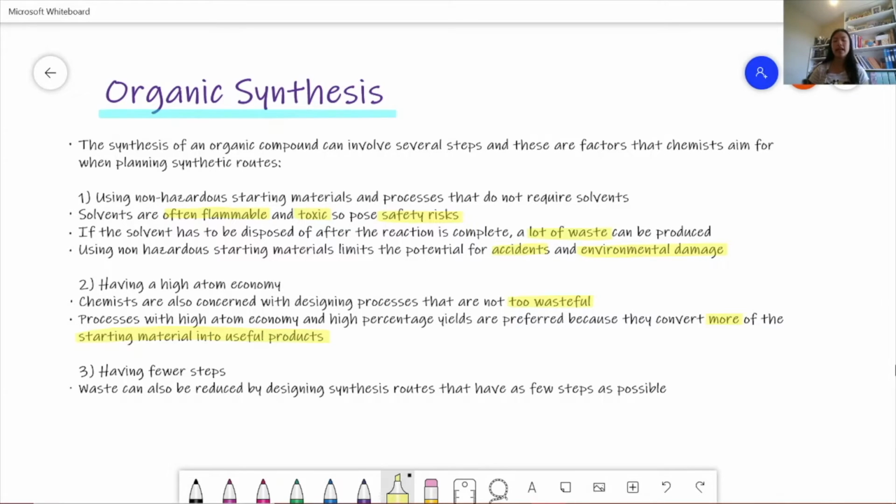And the last thing is that we want to have synthetic routes that have fewer steps. And this is because waste can also be reduced by designing synthesis routes that have as few steps as possible. And this makes sense because if you have a think about a really, really long synthesis that has lots and lots of steps, that means we get lots and lots of byproducts that we won't actually use and they won't be useful for us. So that will be waste compared to if we have fewer steps, then we have fewer byproducts, and so we have less waste.